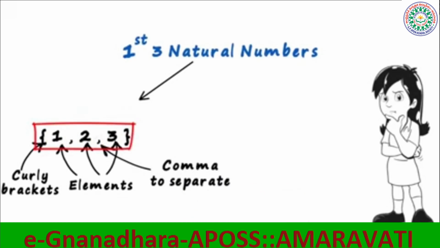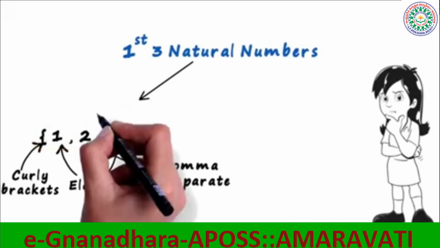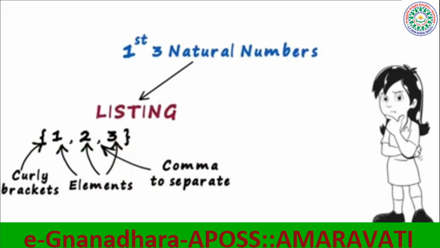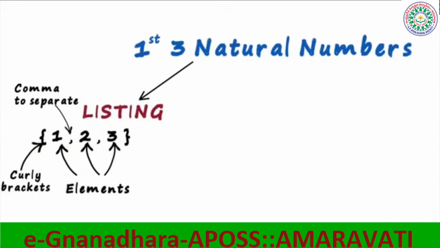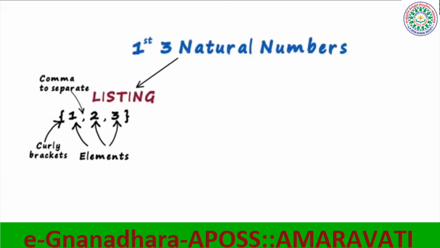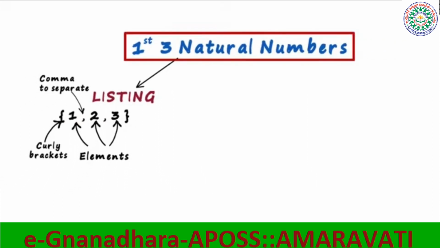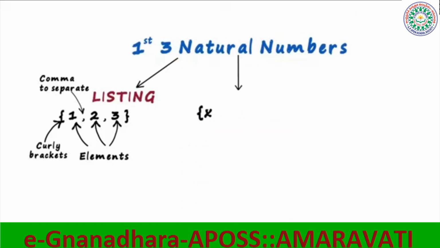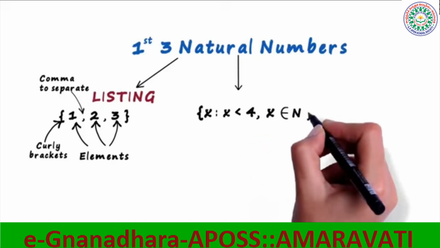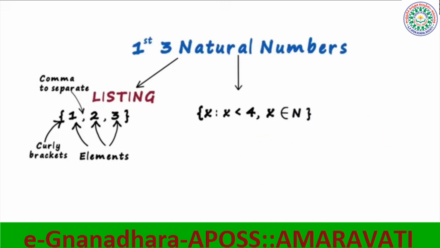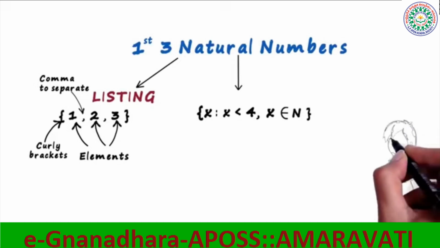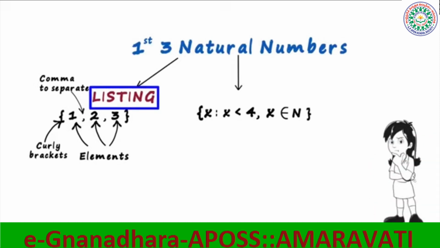This is a very clear and concise way to represent sets and is called the listing or the roster method. It's a very simple way to represent sets. All we have to do is list the elements down. There is another way in which we can represent the set we just saw, that is the first 3 natural numbers. It is written as the set of all x such that x is less than 4 and x belongs to natural numbers. I had exactly the same thoughts that are going on in your head right now. You would be thinking that the listing method is far simpler and clearer as compared to writing it this way.